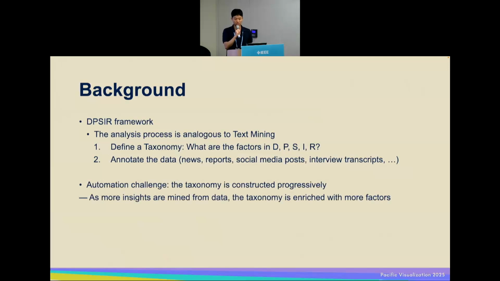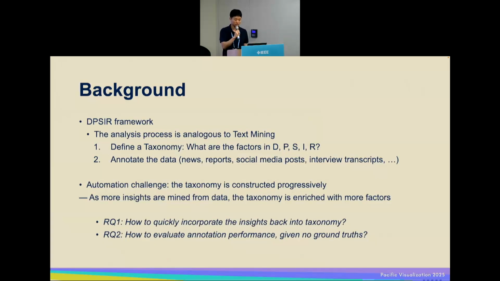And that's where the biggest challenge comes, which is that the taxonomy is constructed progressively, which means as more insights are mined from the data, the taxonomy is enriched with more factors. So initially, they might know they want to study usage of water, but they don't know what factors are associated with it, and that has to be coming from the mining results.